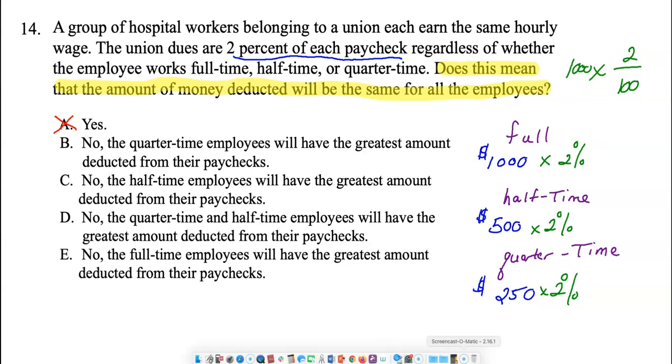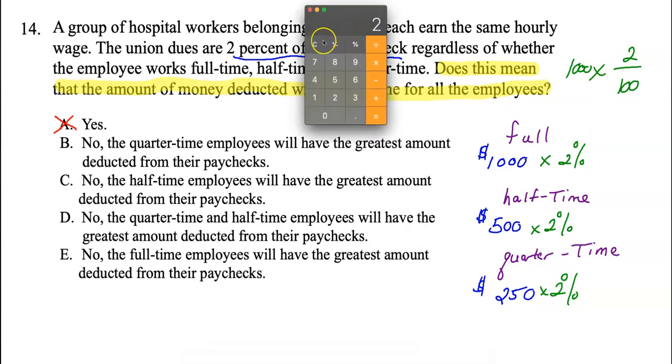So let's just punch that into the calc, see what we get. So 1,000 times 2%, or 2 divided by 100. Well, this is going to equal 20.